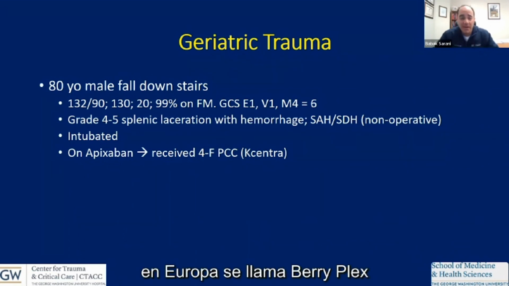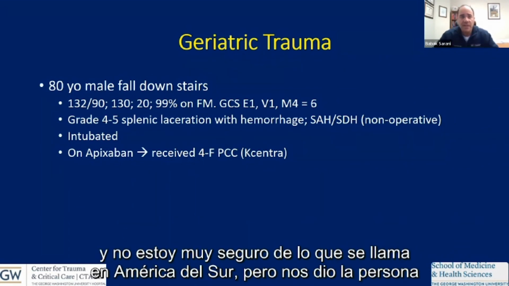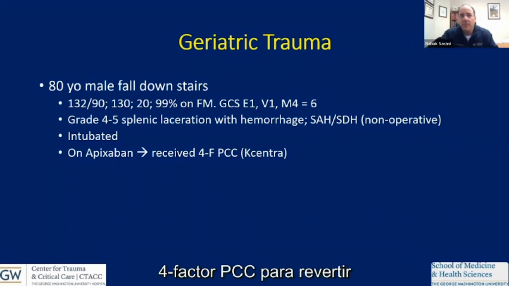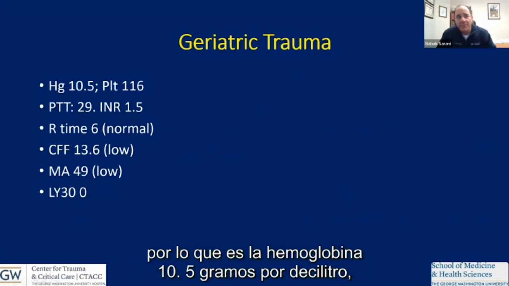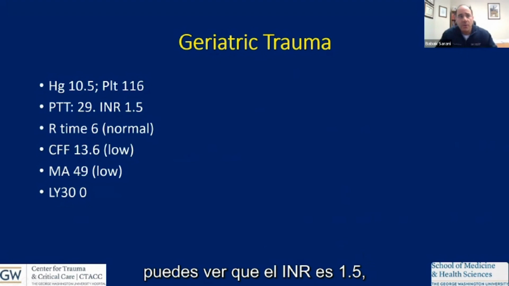In Europe, it's called Beriplex. I'm not quite sure what it's called in South America, but we gave the person 4-factor PCC to reverse him. And here are your initial tests. So there's the hemoglobin, 10.5 grams per deciliter. You can see the INR is 1.5.